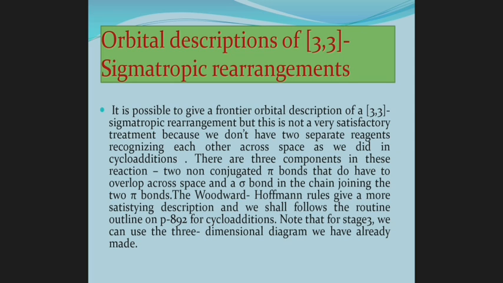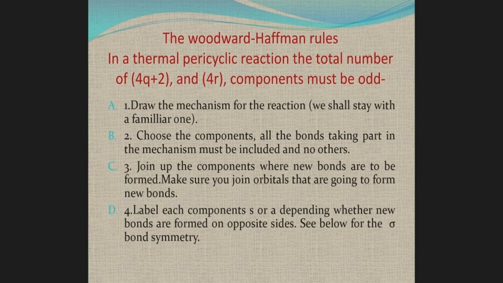Notice that for clarity, we can use the three-dimensional diagram we have already made. The Woodward-Hoffmann rules: in a thermal pericyclic reaction, the total number of 4q plus 2 and 4r components must be odd. Number 1. Draw the mechanism for the reaction. We shall stay with a familiar one. Number 2. Choose the components. All the bonds taking part in the mechanism must be included and no others.